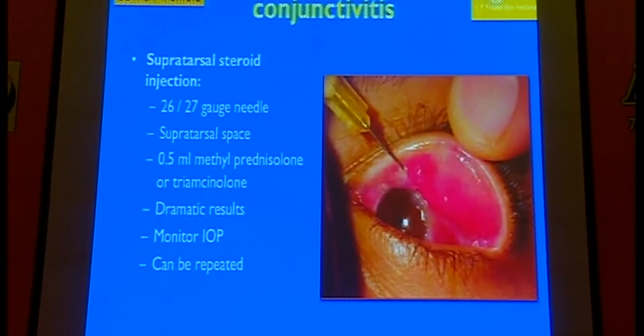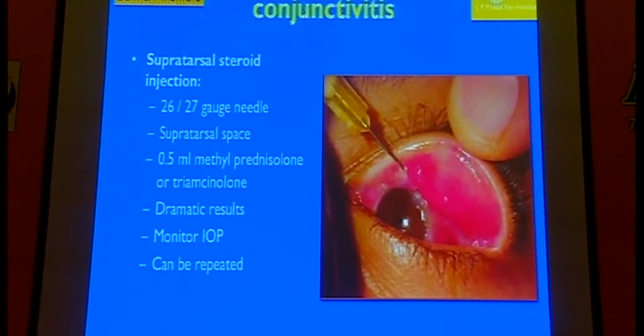How do we do it? You can use a simple 26 or 27 gauge needle. We need to take the patient, if very small, and of course most of the time, under anesthesia, and fold the upper eyelid. There is a space where the tarsus muscle ends, so you need to find that potential space. You can choose the drug based on how much compliance you think you will have from the patient and the parents. Are you able to measure the intraocular pressure?